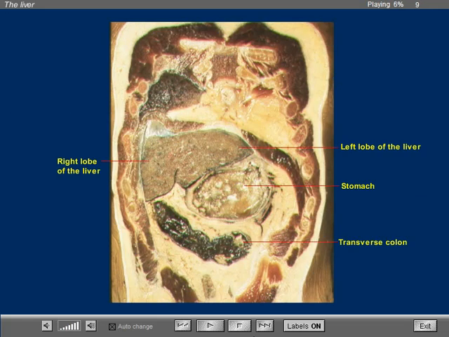We have now this coronal section, quite ventral, which shows primarily the left lobe of the liver. Note that it sits just above the stomach, which has some contents. And below both, we see in dark green the transverse colon. So the left lobe has inferiorly the stomach, and below the stomach is the transverse colon.